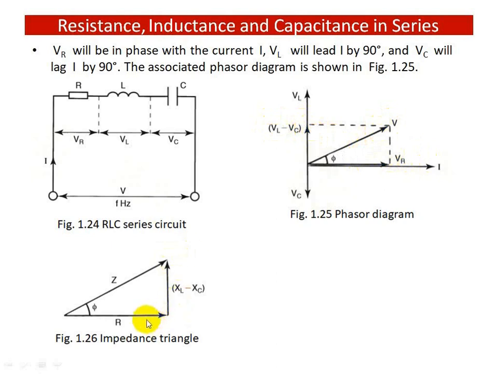Coming to the impedance triangle, where the horizontal component is R and the vertical component is XL minus XC, if XL is greater than XC. If XC is greater than XL, then you have to draw it downwards. So the addition of these two phasors gives us impedance Z. The phase angle between Z and the R component is phi.